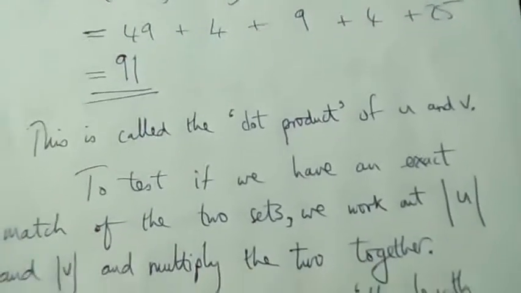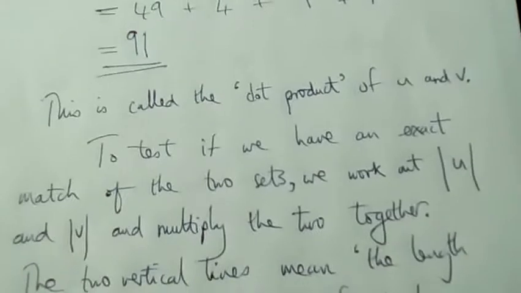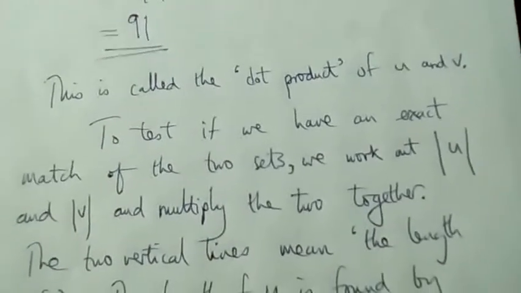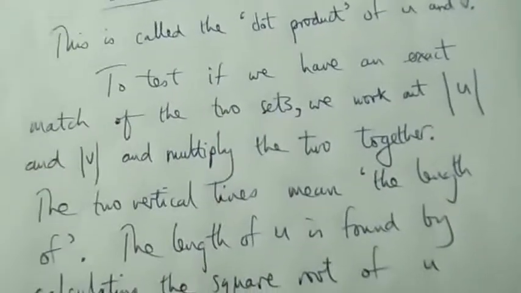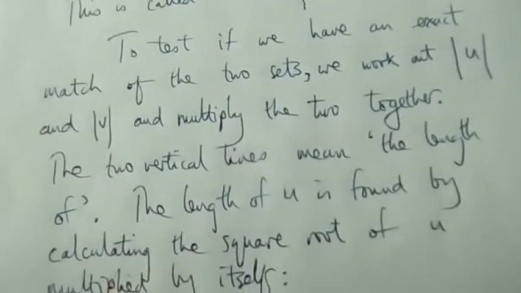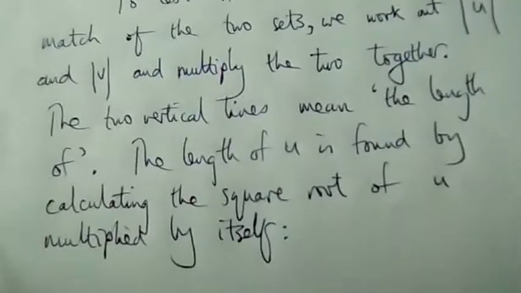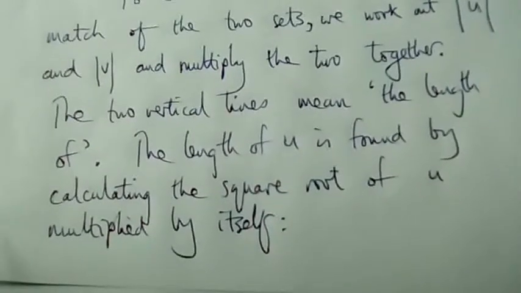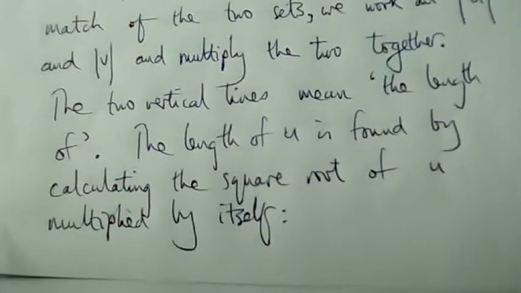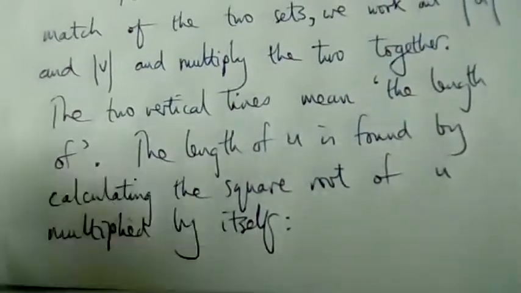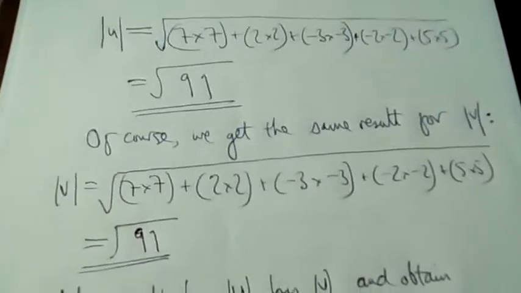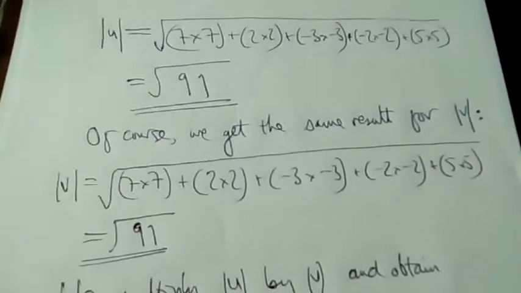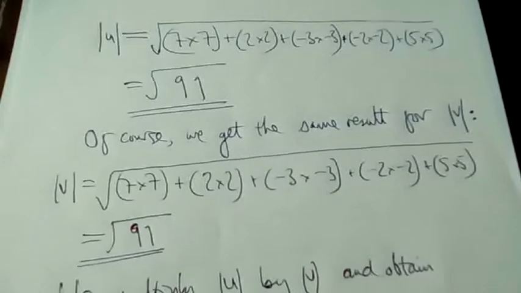To test if we have an exact match of the two sets, we work out the length of u and the length of v and multiply the two together. The two vertical lines mean "the length of". The length of u is found by calculating the square root of u multiplied by itself, like so. The length of u turns out to be the square root of 91.